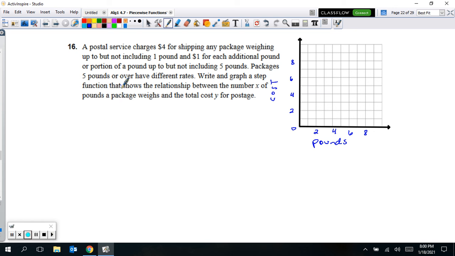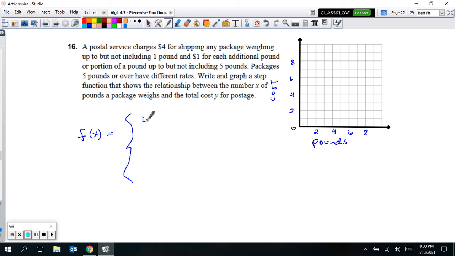Now the next thing you might want to do is actually write the function out. So we could use f of x as our name for the function. And it's a step function, so we'll use those little braces. And let's just think about what we got here. What we'd have is the amount of money going up the side here, the $4, the $5, and so on.